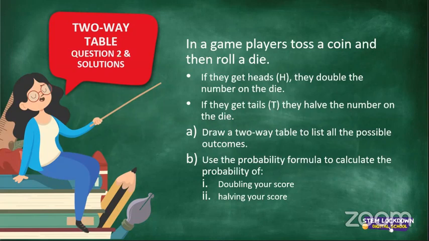If they get a head, we double the number on the die, okay? So we will roll a die and we will flip a coin. And if the coin lands on a head, if the die was on 3, we double it and we get 6. But here's the bad part. If they get a tail, they halve the number on the die. So if you rolled a 6 with the die, but you flip a tail, then you only get 3 points. Does everybody understand how this game works?